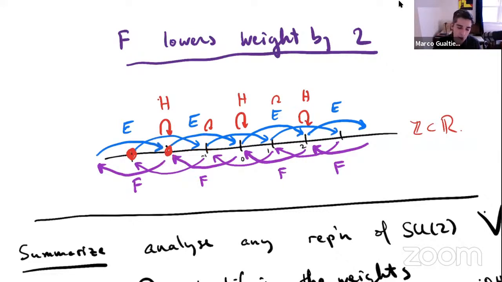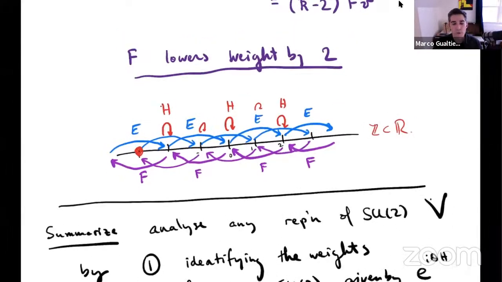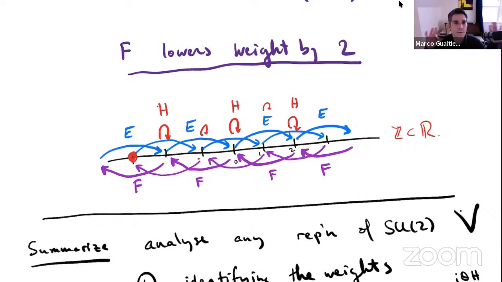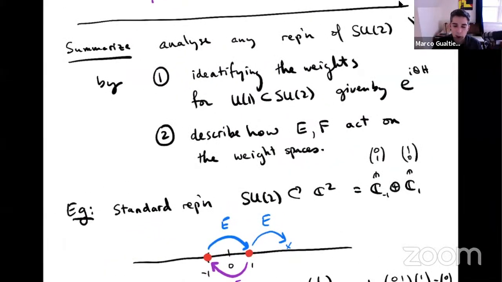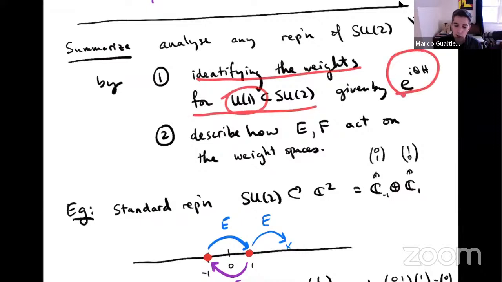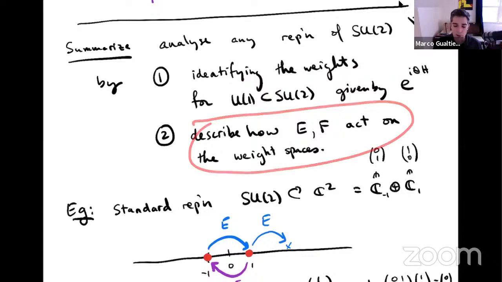Is that picture clear of basically mechanically how the different parts of the representation act? Of course, the general element in the Lie algebra would be a linear combination of these three matrices, and so you would have to apply a sum of the three results. To summarize, we're going to analyze any representation of SU2 by identifying the weights for a very particular U1 given by this operator, and then describe how E and F act on the weight spaces.